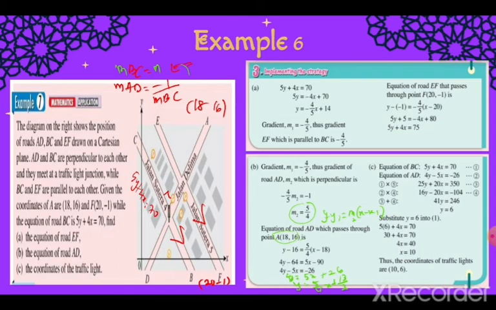Again, the traffic light is the point of intersection between AD and BC. When we talk about a point of intersection, we are talking about solving simultaneous equations. So this is our first equation, 5y plus 4x equals 70. And then our equation of AD is our second equation, 4y minus 5x equals negative 26.